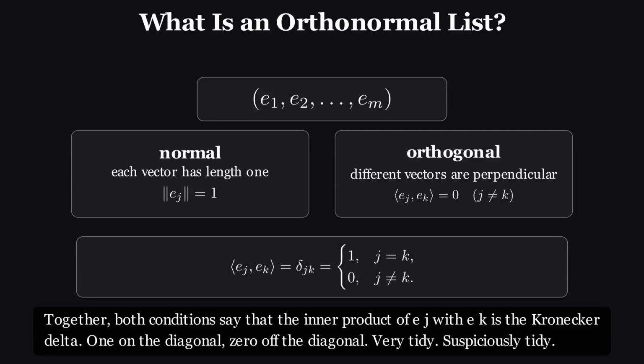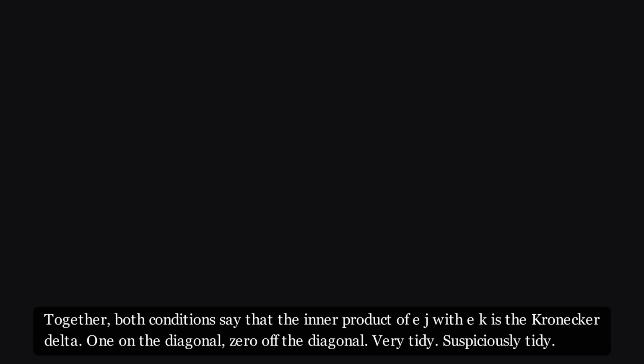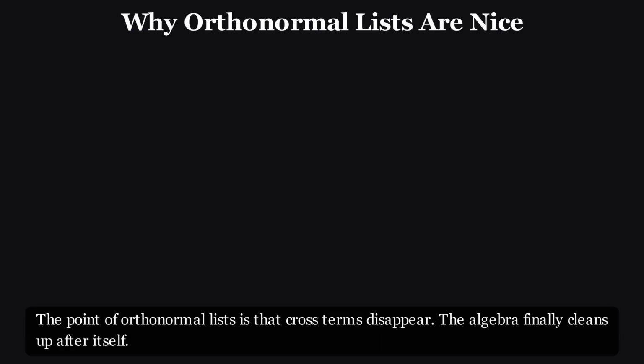Together, both conditions say that the inner product of Ej with Ek is the Kronecker delta. 1 on the diagonal, 0 off the diagonal. Very tidy. Suspiciously tidy. The point of orthonormal lists is that cross terms disappear. The algebra finally cleans up after itself.